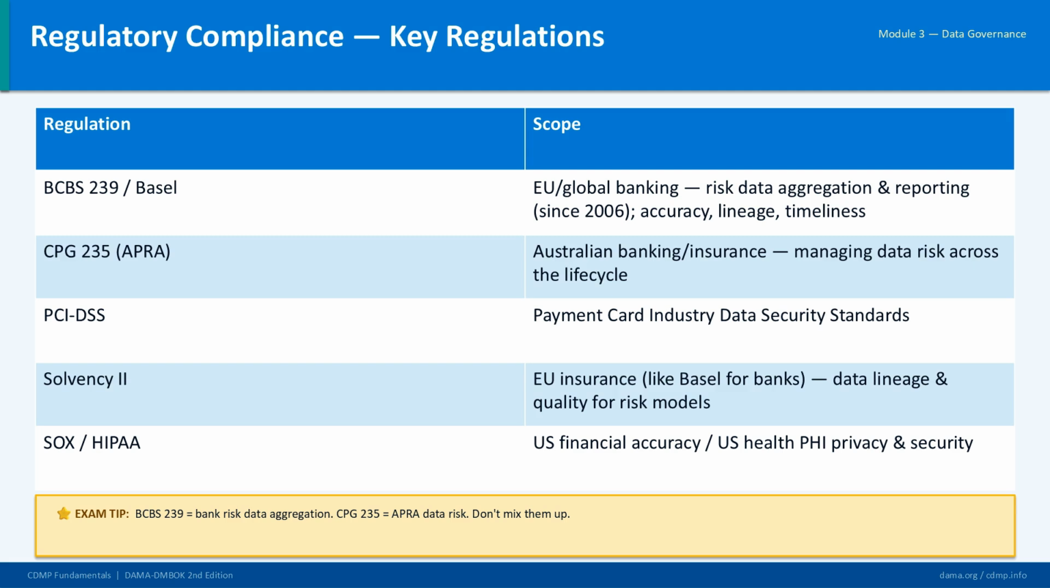Solvency II is the EU insurance equivalent of Basel, data lineage and quality behind risk models. And you should know SOX for US financial accuracy and HIPAA for US health information privacy and security. The most commonly confused pair is BCBS 239 versus CPG 235. Remember, BCBS 239 is bank risk data aggregation, and CPG 235 is APRA's data risk standard.